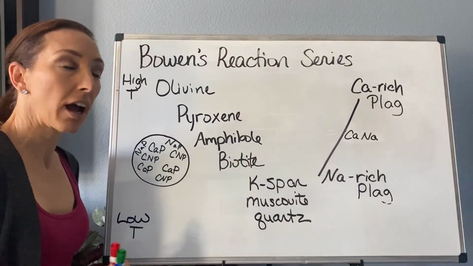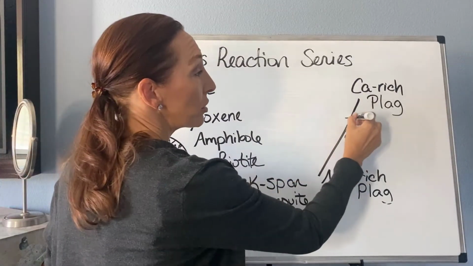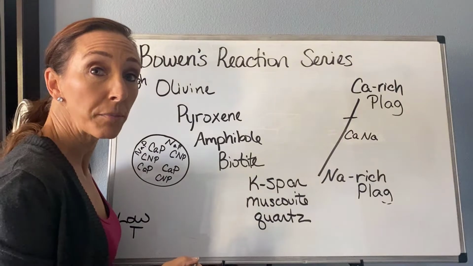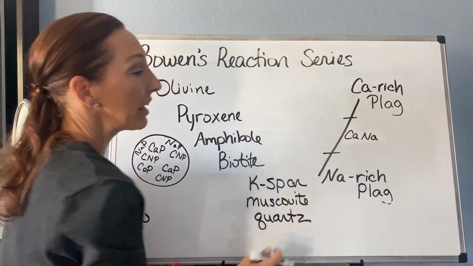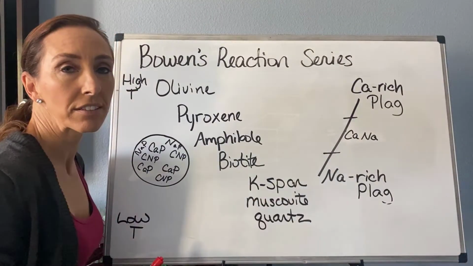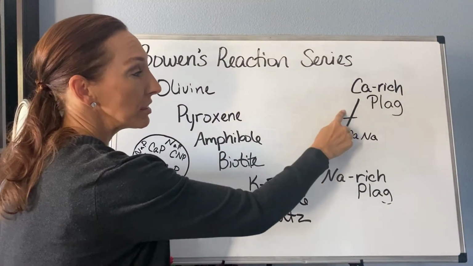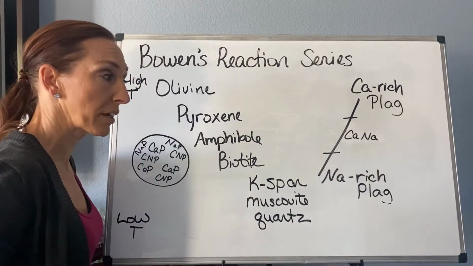Now, of course, there are other spots in this because it is a continuous series. So right in here, you might have a 75-25% split between calcium and sodium. And here you would have a 75% sodium and 25% calcium. So it's a continuous series. As it's cooling, it's always getting more and more sodium rich.